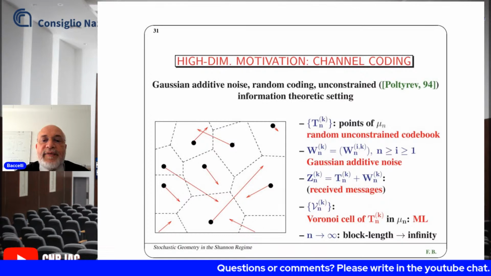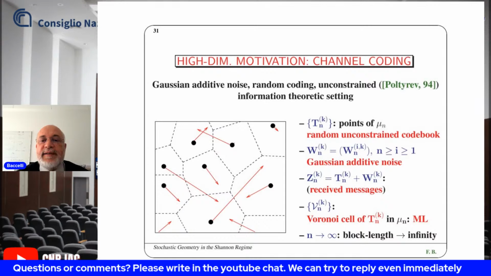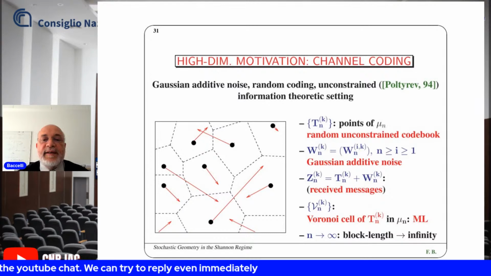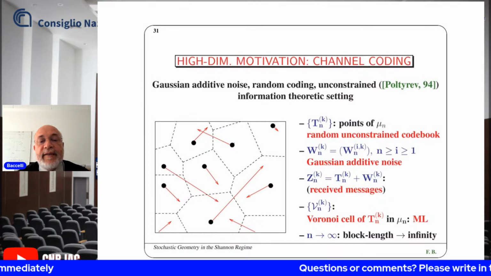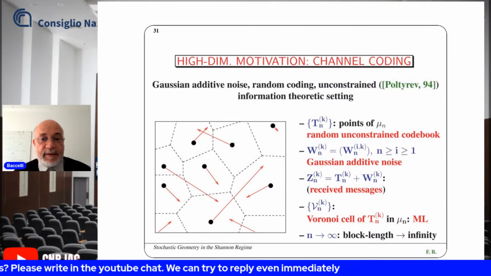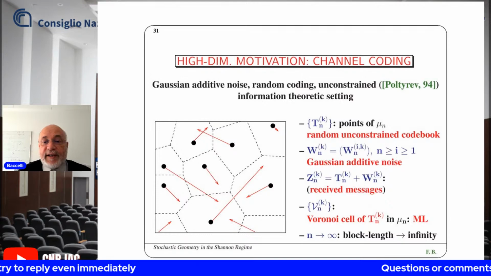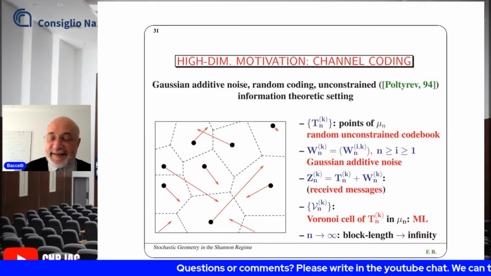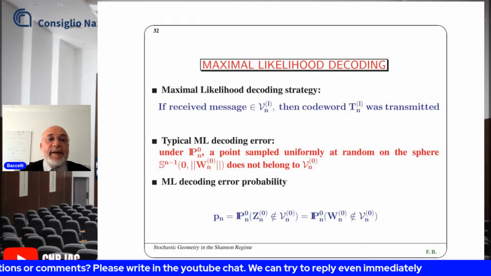And think of V_k^n as a Voronoi cell of T_k^n in mu_n. This makes sense in the Gaussian case because you know that likelihood is Euclidean distance. And if you pretend, when you receive a blurred code word, that the code word which was sent is the one which is the closest to you compared to the others, you do what is best in terms of maximum likelihood, right? And it makes sense to let dimension go to infinity because that's what Shannon said. And that's where phase transitions take place and are deterministic and it's linked to Shannon capacity. Okay, maximum likelihood, I explained what it means.